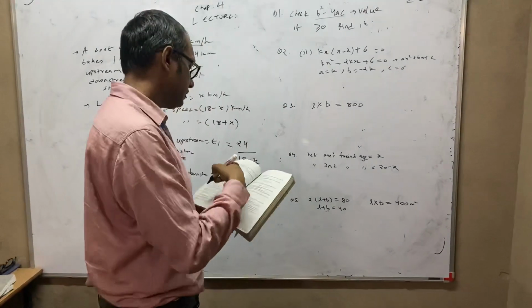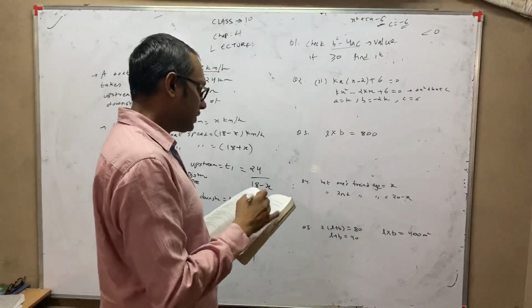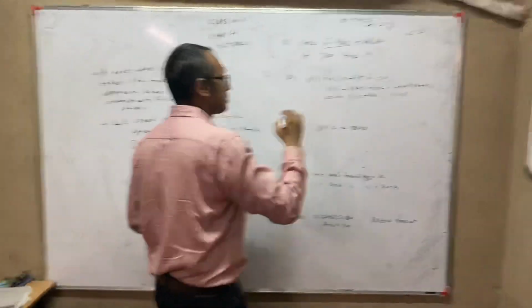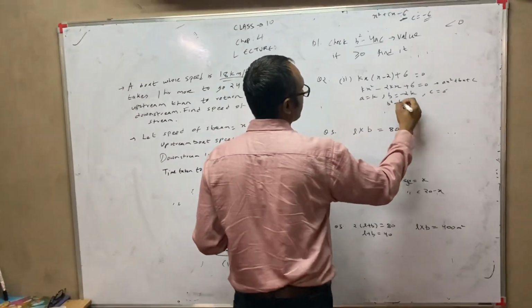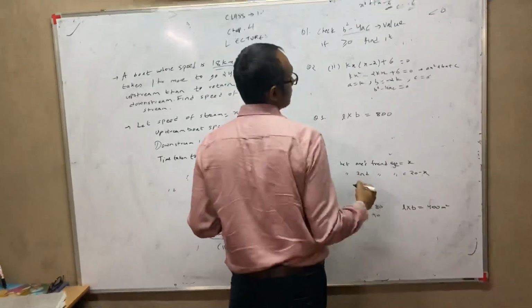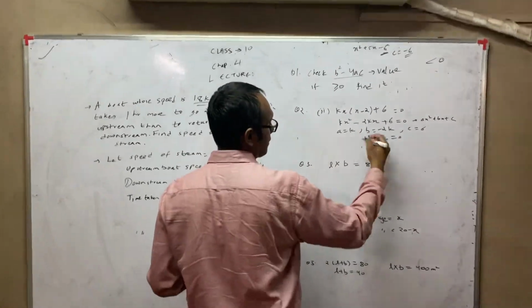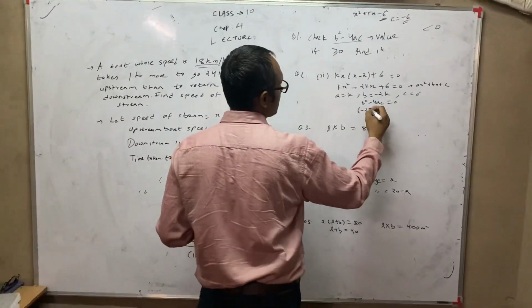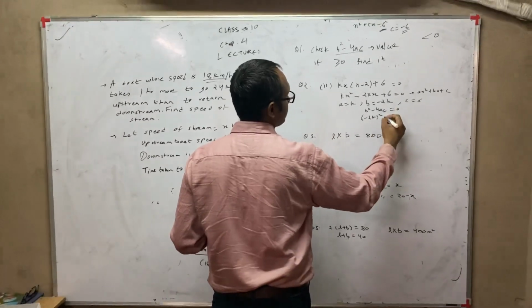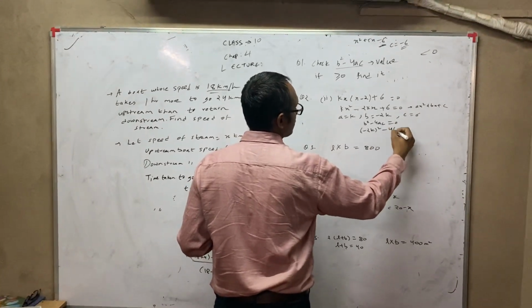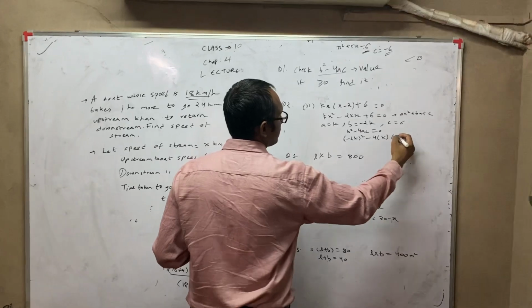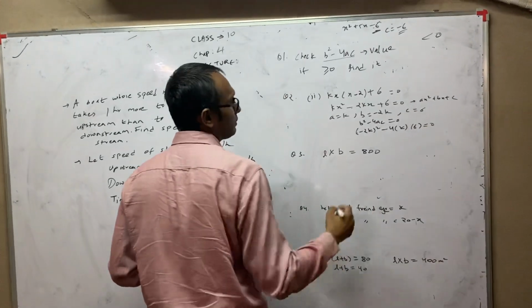Now here they have given that the equation has two equal roots, and equal roots when do we get? When b square minus 4ac is equal to 0. Last step, now you will just substitute the values. Minus 2k whole square minus 4 into k into 6 equal to 0.